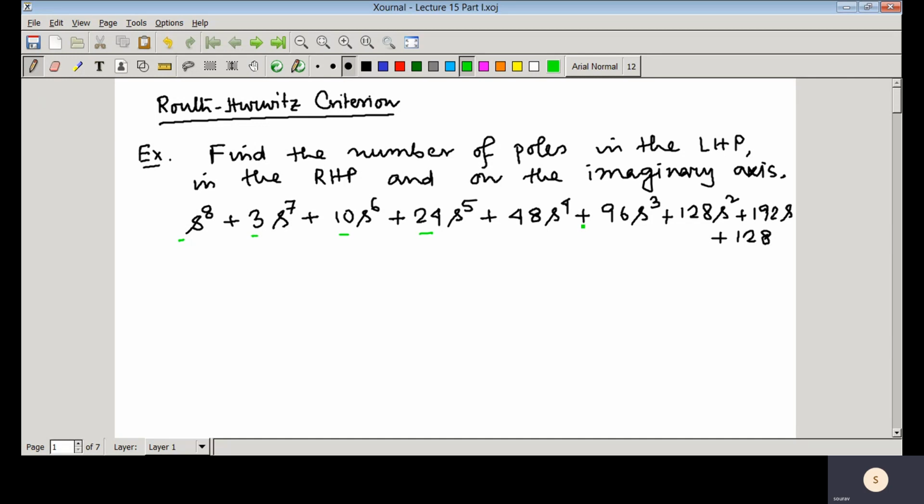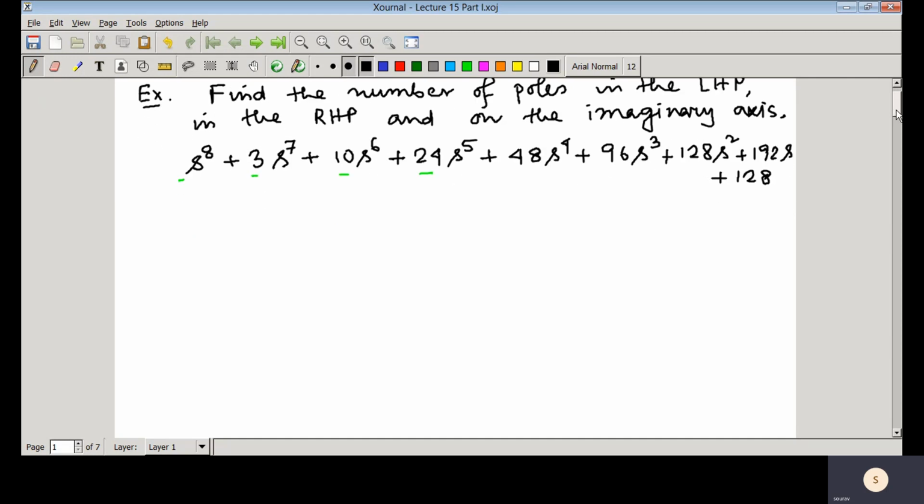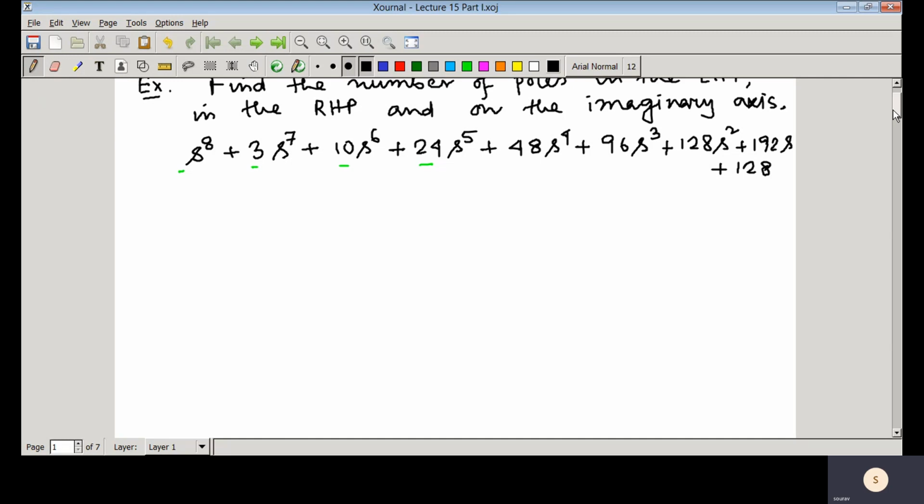So now we will be applying the Routh-Hurwitz criteria to see whether there is any sign change in the first column or not, because we know that the number of sign changes indicates the number of poles on the right half of the S plane. So let us form the Routh table.